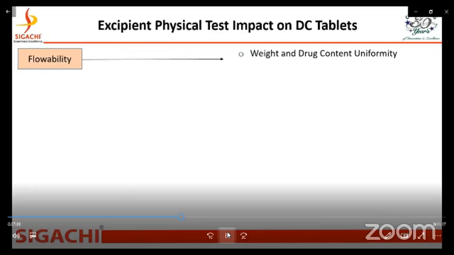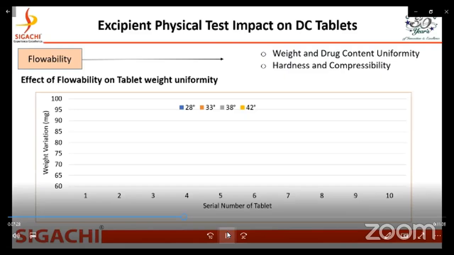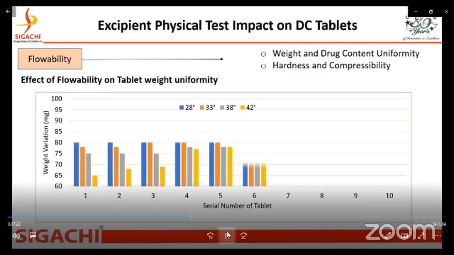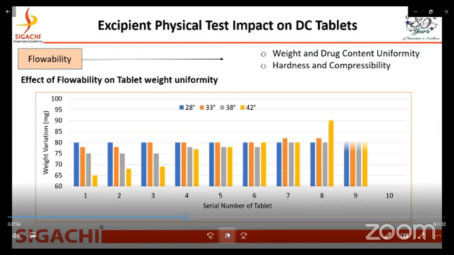Flowability. Flowability affects the weight and content of drug uniformity, also affects the hardness and compressibility. Graph indicates that lower angle of repose gives less weight variation because if powder flow is good, it will go uniformly into a die cavity.